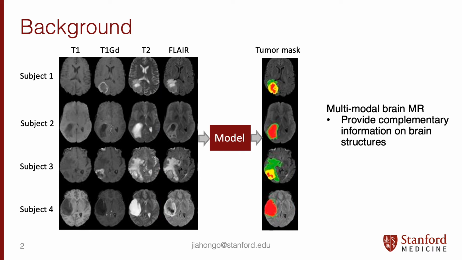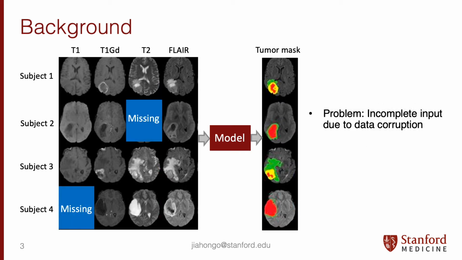Multimodal MR is widely used in neuroimage applications, as different MR contrasts can provide complementary information on brain structures. However, using multimodal MR usually runs into the incomplete input problem due to data corruption, especially when using large datasets. Existing work has shown that one solution to this problem is disentanglement.